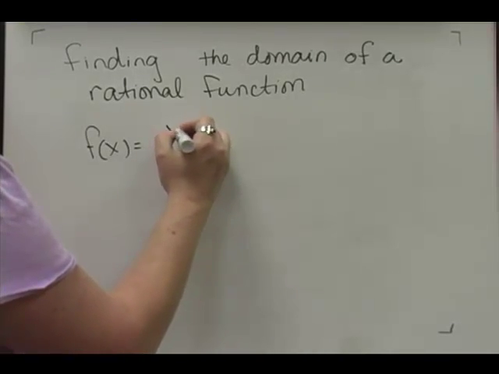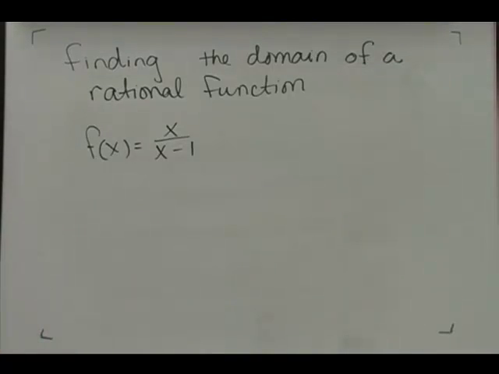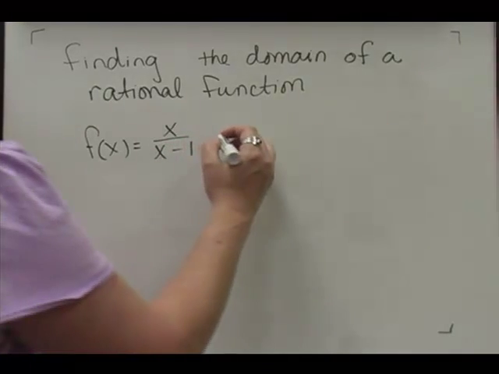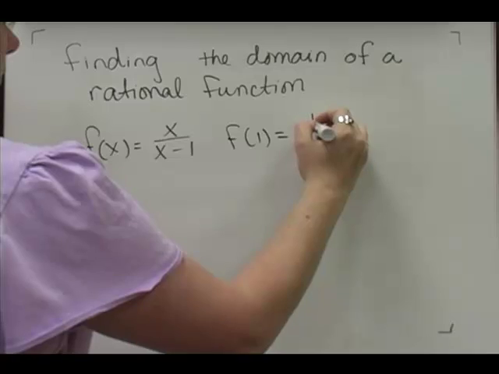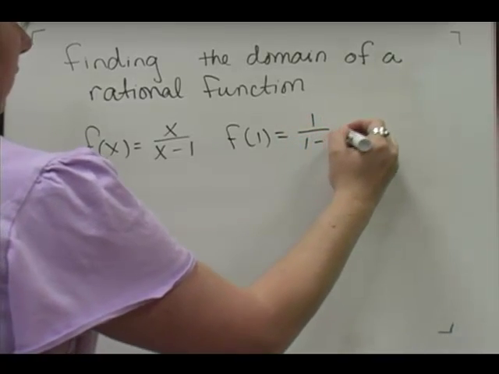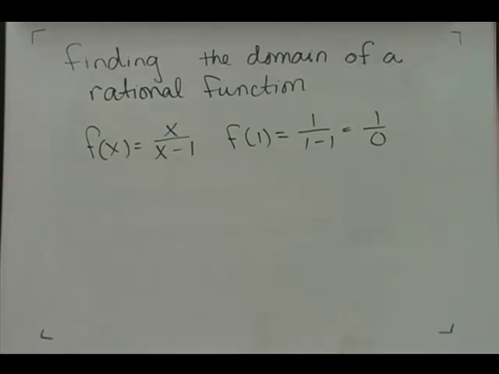Let's look at a more complex rational function. I have x over x minus 1. Now, if I put in 0, I'm going to be fine. If I put in 2, I'm going to be fine. If I put in negative 2, I'm going to be fine. If I put in 1, however, I'm going to be undefined.